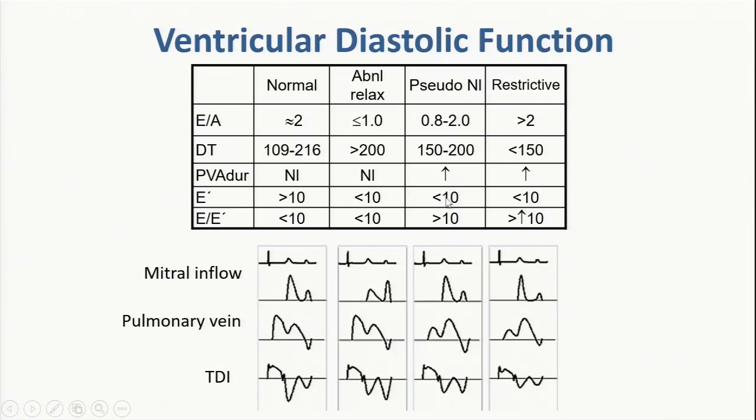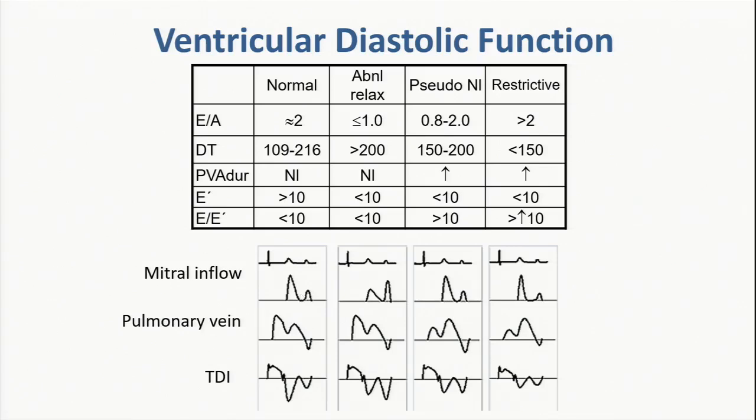In particular, the keys are that the pulmonary vein A wave duration is increased. You can kind of see that shown here. This is wider than it is here. And in addition, the E prime is abnormally small, less than 10, whereas in normal it's greater than 10. And you can see that here versus here. So it's this and this primarily that help you distinguish this pseudo-normal pattern from real normal over here.